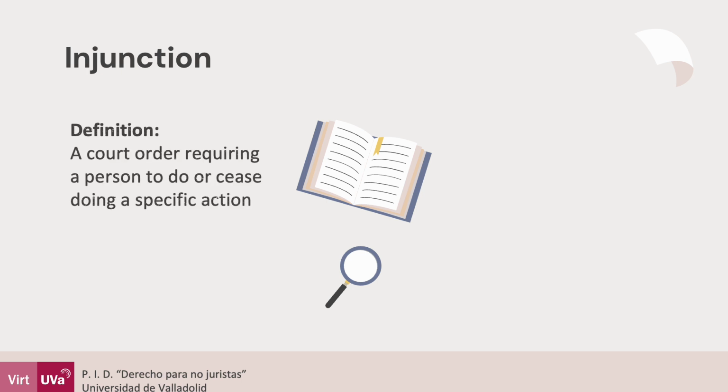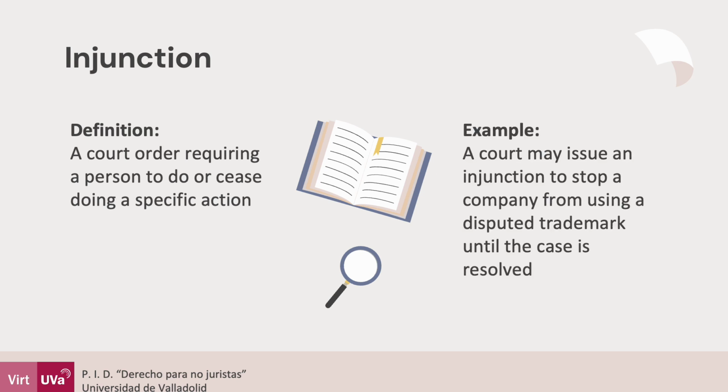Injunction. It is a court order that requires a person to do or cease doing a specific action. It is often used to prevent harm or preserve the status quo during litigation. For example, a court may issue an injunction to stop a company from using a disputed trademark until the case is resolved.